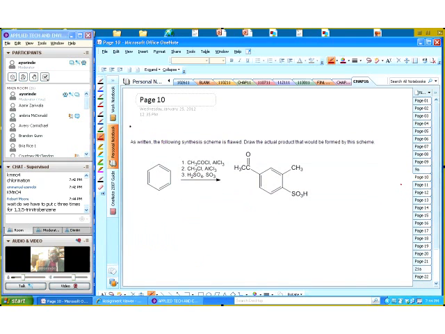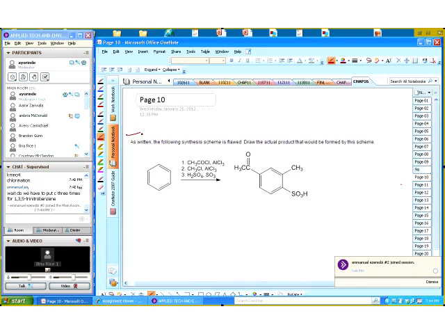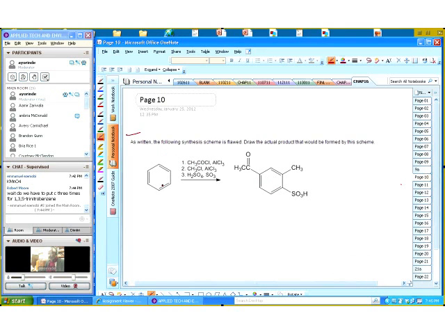Okay, let's see. I have not talked to a lot of you. Let me see who. Bria, is your mic working? If it's not working, can you read this question? The following synthesis scheme is flawed. Draw the actual product that would be formed by the scheme. Okay, very good. So what they say here is that the synthetic scheme they have given us is flawed. In other words, something is wrong with this. So they want us to draw what the actual product will be.